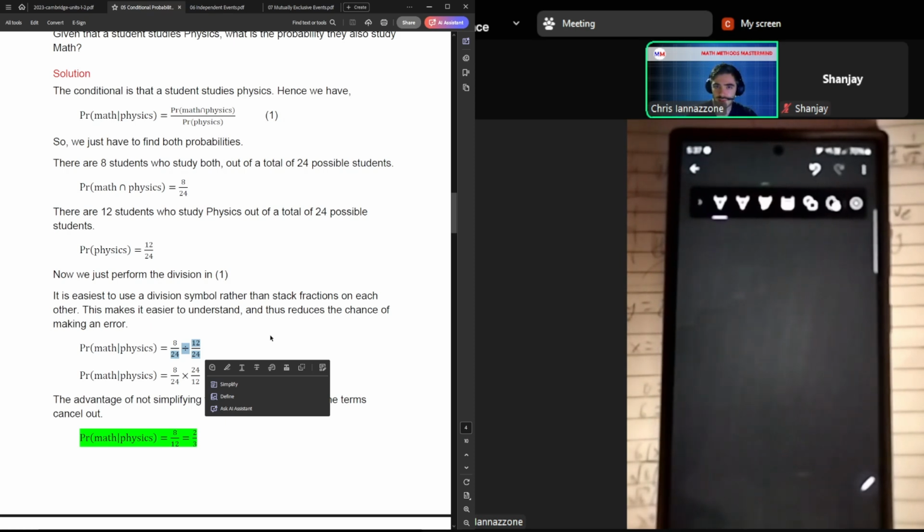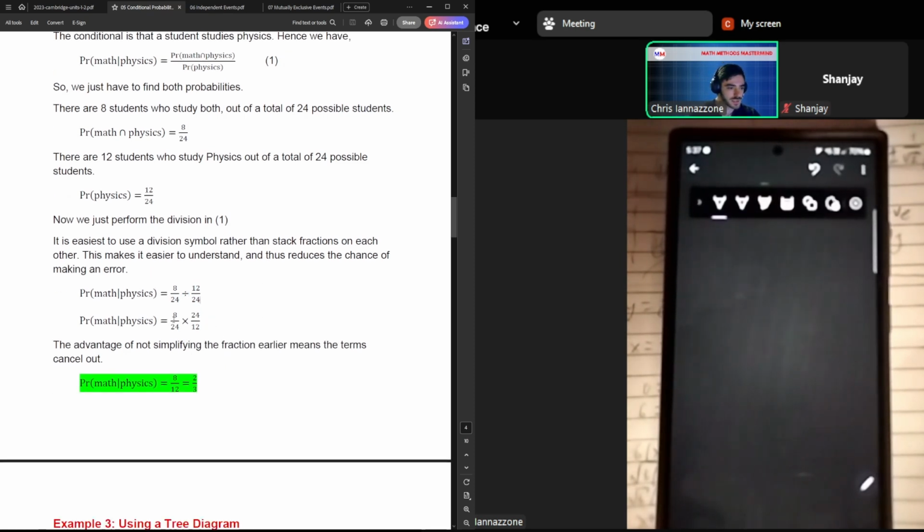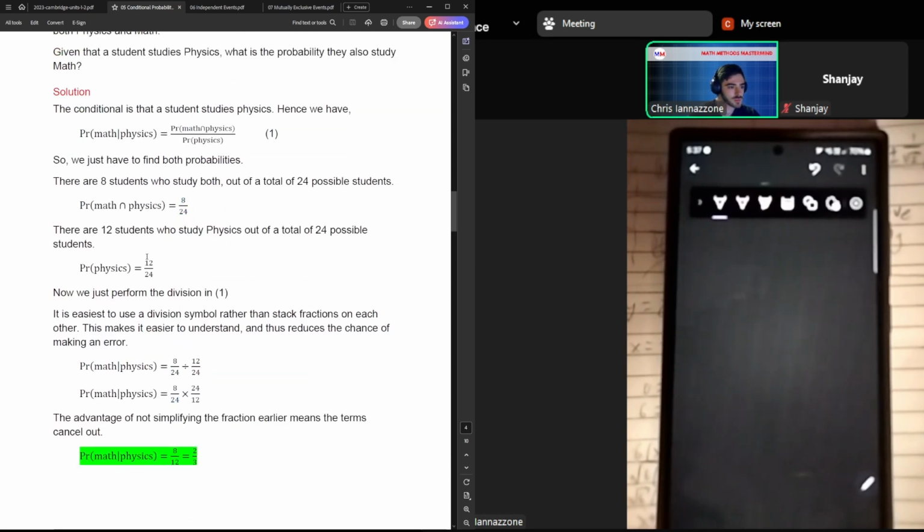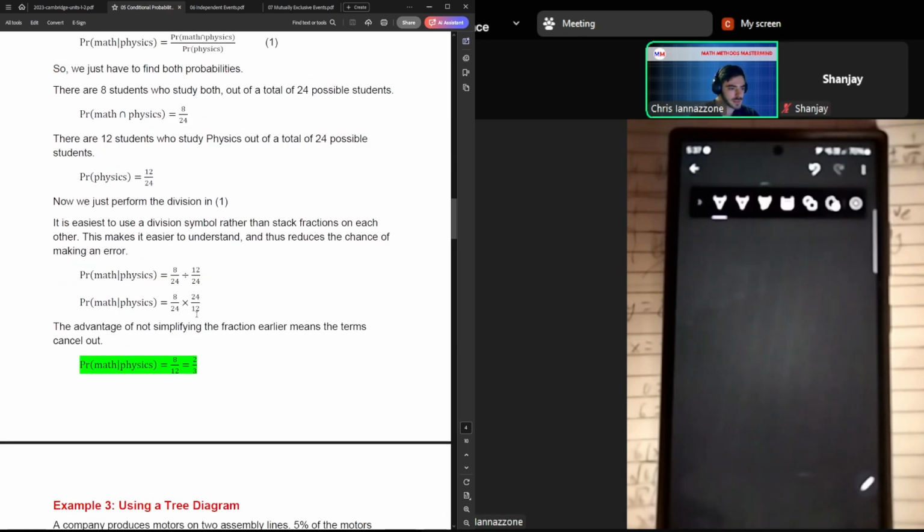A little bit easier to see what's going on. You'll notice that every time you do this, as long as you don't simplify what you had to begin with, the denominators will cancel out. So just divide by 24, they cancel all the way down as long as you don't do any simplification there.